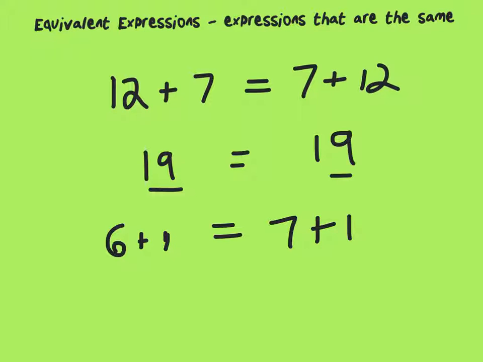Now let's check to see if the bottom one is an equivalent expression, if these two are equivalent expressions. On the left here we have 6 plus 1, which gives us 7. And on the right we have 7 plus 1, which gives us 8. That is not the same, so these are not equivalent expressions because they don't equal the same number. That's all we need to know about equivalent expressions. We're going to be finding them and creating equivalent expressions for this lesson and for lessons coming up.